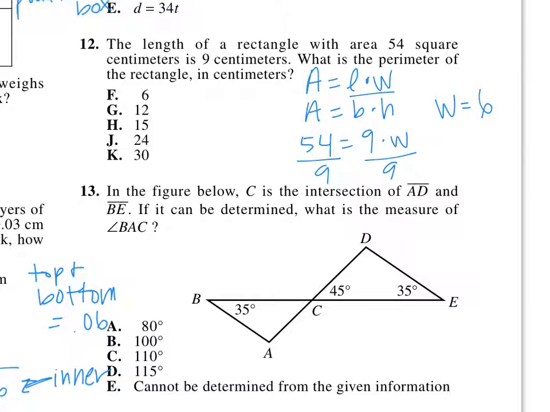So now what is the perimeter? I've got this rectangle with 9 on the top and bottom, 6 on the sides. Just add them all up. So 9 plus 9 plus 6 plus 6, we get 30.